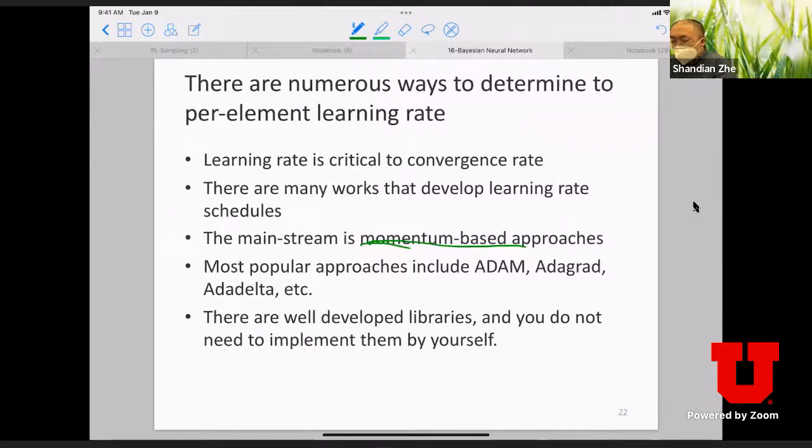Right now in the neural network domain, I would say the most popular approaches include Adam, Adagrad, Adadelta, etc. Especially Adam, it is almost the default choice of stochastic optimization approach. But again, in your research or project homework, you don't need to implement Adam by yourself. Those implementations are provided by nearly all the neural network libraries. You just need to call those algorithms.